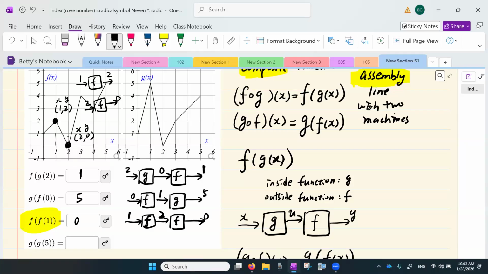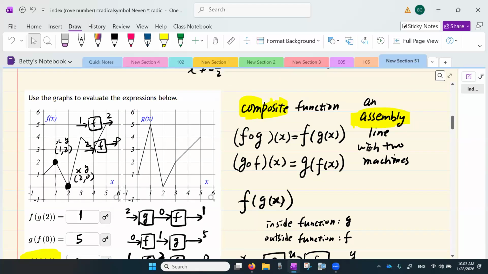All right? Not that very difficult or complicated. Once you understand the idea, it's just so doable. Just two machines together. All right? Let me erase that, and then we move to the last part of this question.